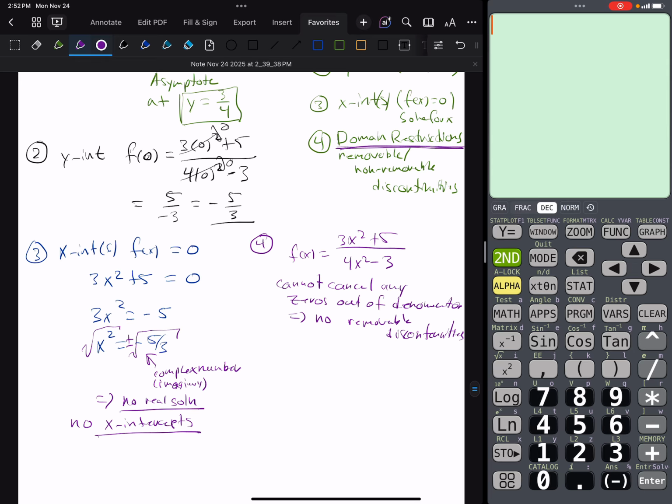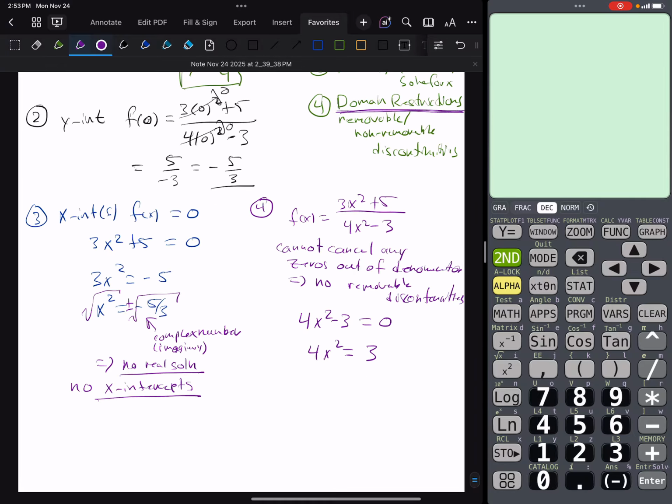Okay, so now we need to check for non-removable discontinuities. And I do that by saying 4x squared minus 3 equals 0 and solving for x. This time, when I add 3 to both sides, I'm going to get 4x squared equals a positive number. And when I take the square root of a positive number, that's going to give me 2 real solutions. All right, so divide by 4. Getting ahead of myself there. Divide by 4, divide by 4. The 4's cancel, which is why we chose that. X squared equals 3/4. Take the square root of both sides, and I'll get that x equals plus or minus the square root of 3 divided by 2.